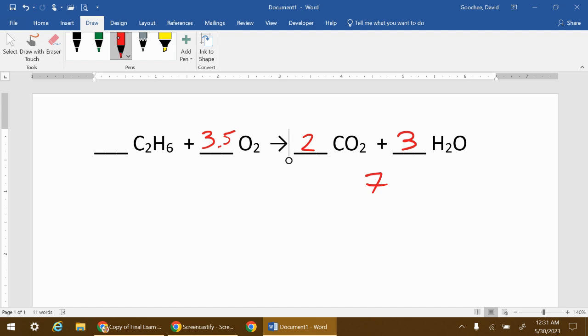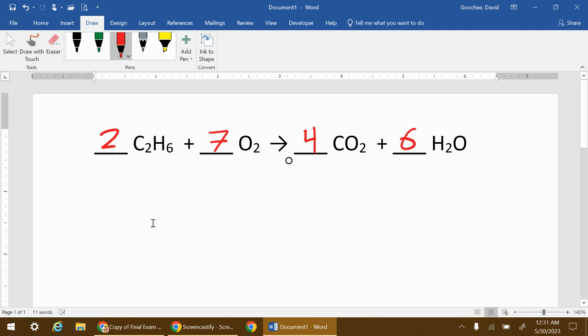Now you might be like, Mr. Gucci, you can't have a decimal in there for a coefficient. And you're right. You're absolutely right. So what we have to do is double it all. This was 1, now it becomes 2. This was 3.5, now it becomes 7. This was 2, it becomes 4. And this was 3, it becomes 6. So there you go. There is your balanced equation.